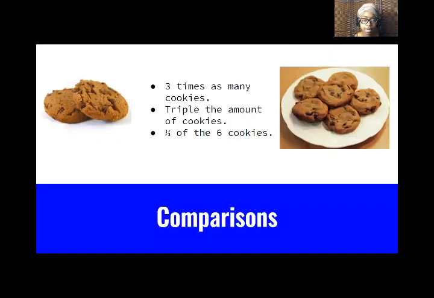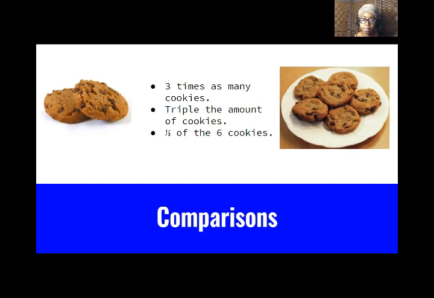And let's look at the cookies that we were looking at before. We're comparing them, and let's apply the phrases that we just learned for comparison. So, 3 times as many cookies. We're looking at the plate of 6 cookies. The plate of 6 is 3 times as many cookies as the 2 cookies here because 2 times 3 is 6, timesing by 3, 3 times as many.